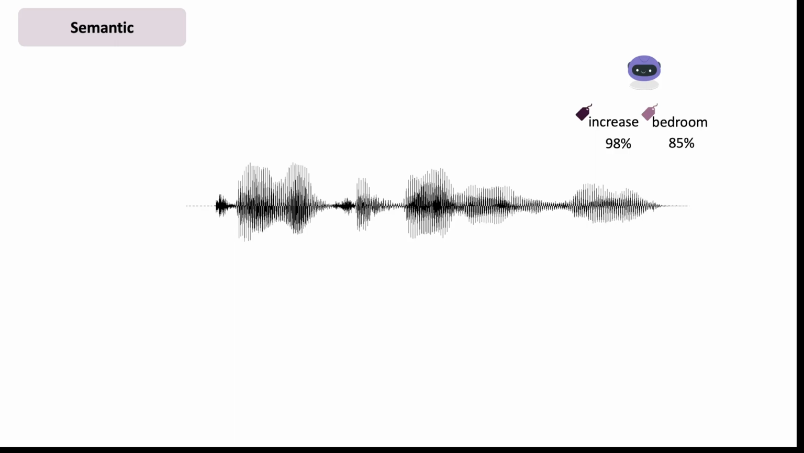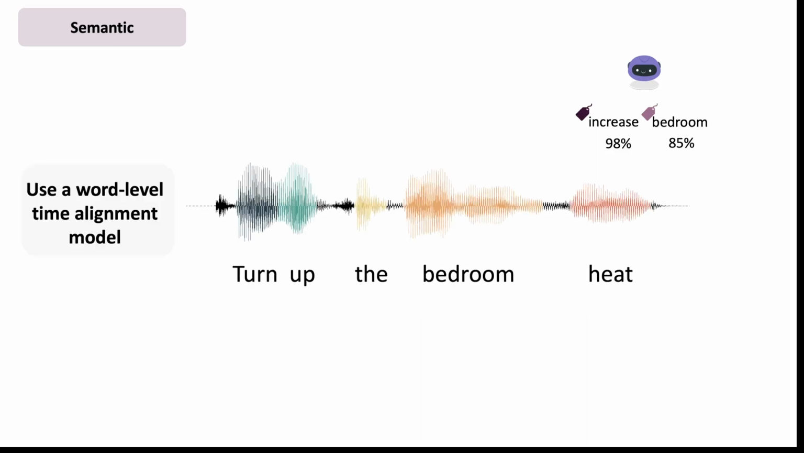So we have our utterance. In this case, the model predicts the action as increase with 98% of confidence or probability, and the location as bedroom with 85%. And we want to understand which are the spoken words that impact the prediction. As a first step, we use a word-level time alignment model to derive the word-level audio segments, so that we have the beginning and the end of each word and the transcription.